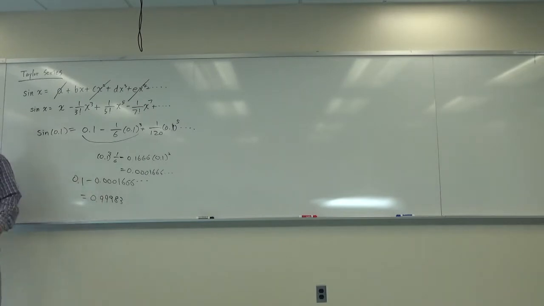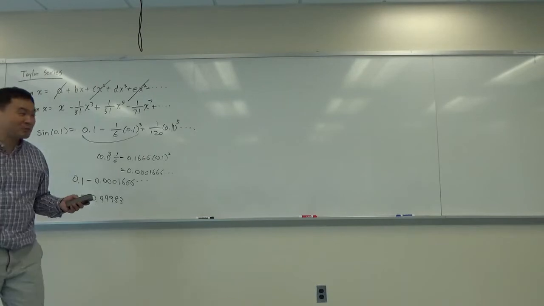So, does anyone have a calculator, or you can use your scientific calculator? Tell me what sine of 0.1 is. By the way, you have to have it in radian mode, because if it's in degree mode, this is not true. This is only true if x is in radians. So what's the actual value? Sine of 0.1. You might be in degree mode.